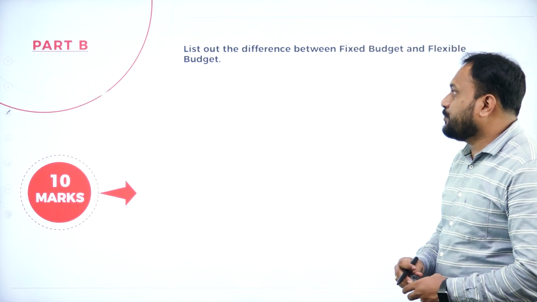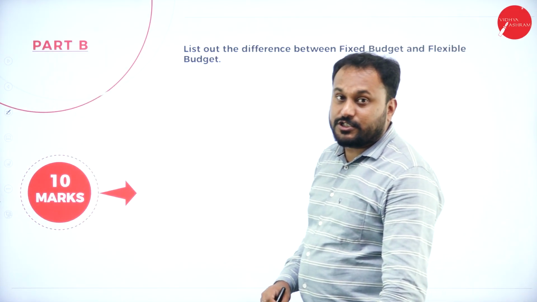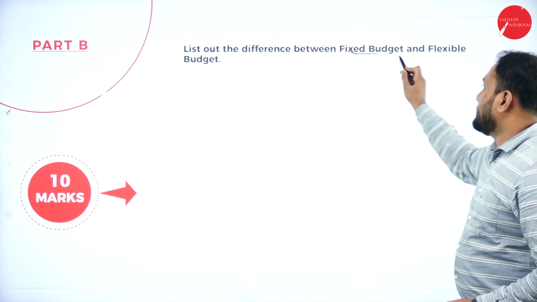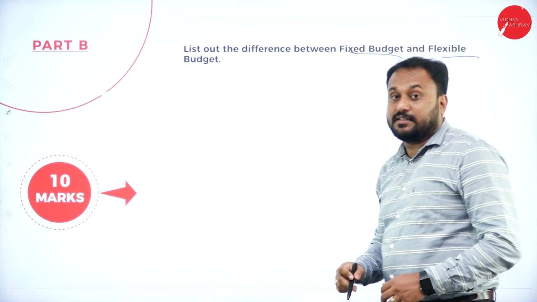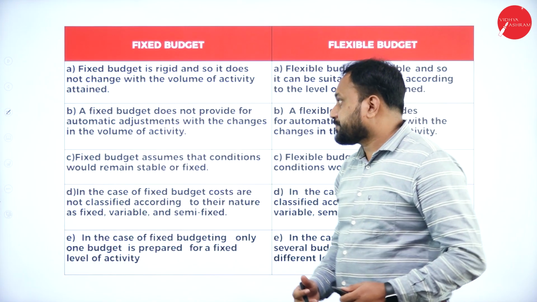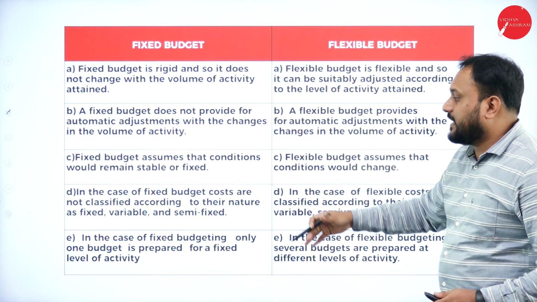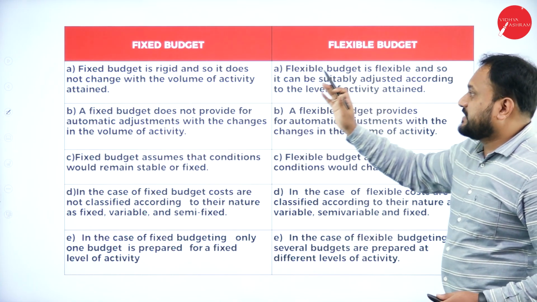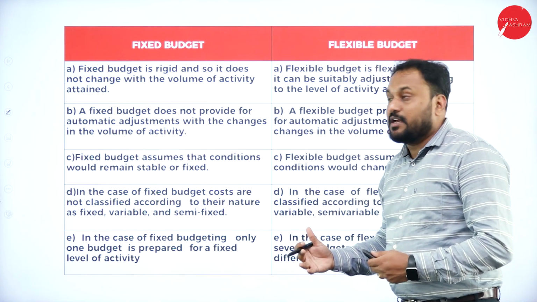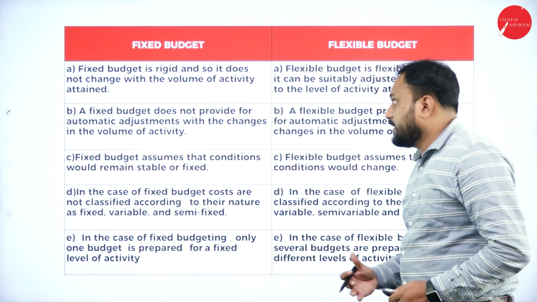Next is part B. You may get a theory question also. The question will be: list out the differences between a fixed budget and a flexible budget. I have done this in the class for you. Please do go back and check. I've given here A, B, C, D, E. What is a fixed budget? What is a flexible budget? What are the differences between a fixed budget and a flexible budget?